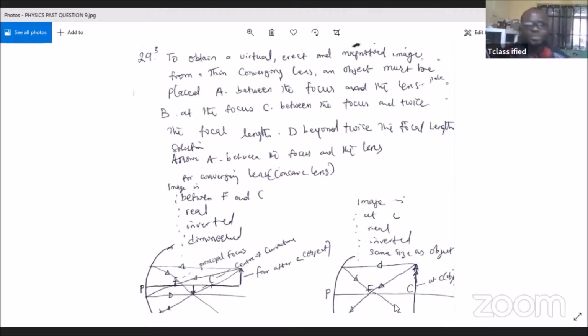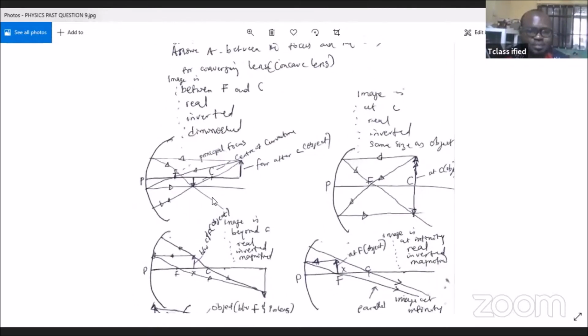Okay. So the answer is A, between the focus and the lens, because for a converging lens, depending on where you place the object, that determines whether the image is going to be real, virtual, inverted, diminished, or magnified. So we're going to draw the possible cases. So this is the first case. And in this case, the object is placed after C.